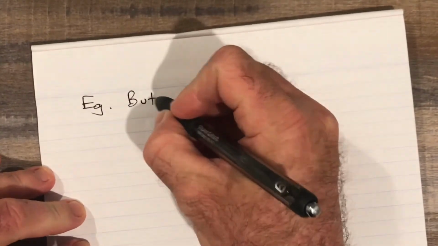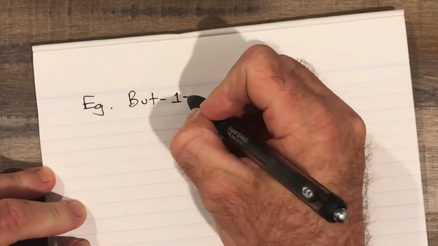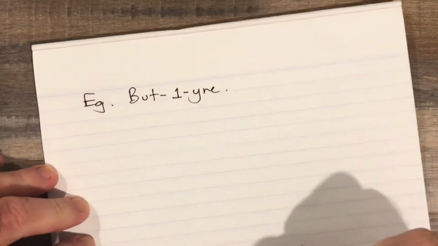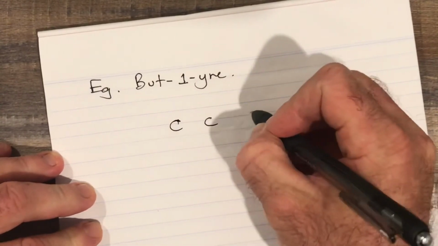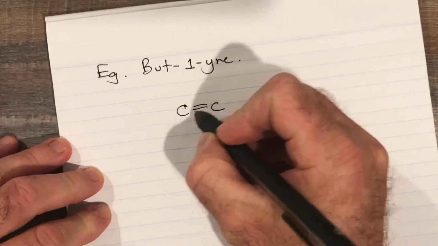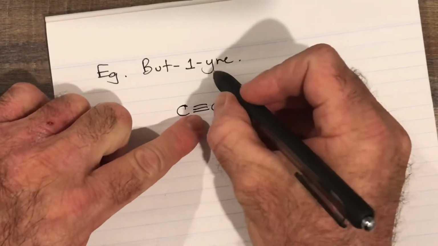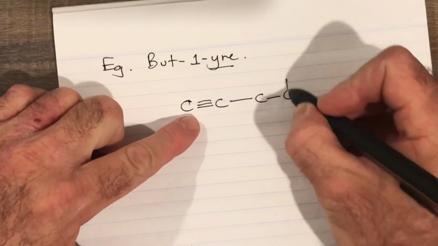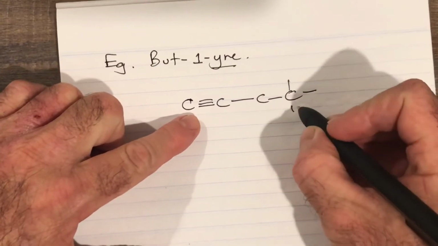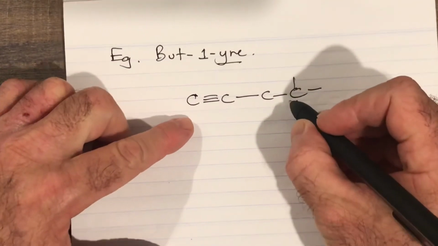If I was to draw but-1-yne, that would be likewise. Bute has 1, 2, 3, 4 carbons. There's at least one triple bond because of the y-n-e suffix. And remember, every carbon's got to have 4 sticks coming out.